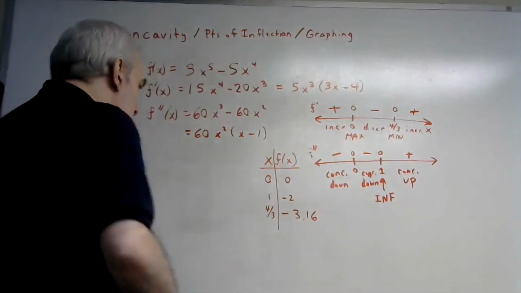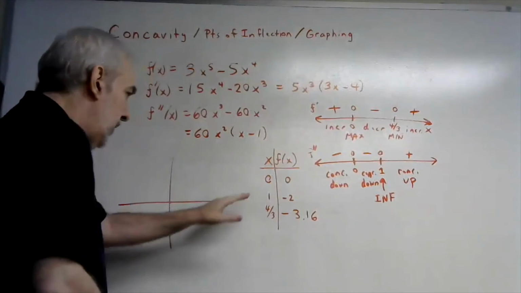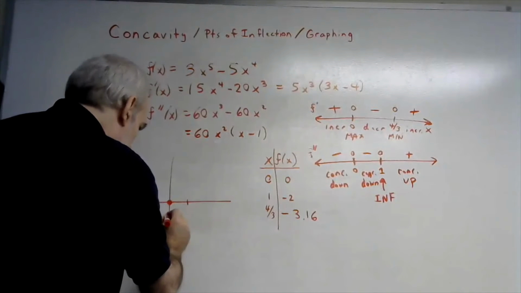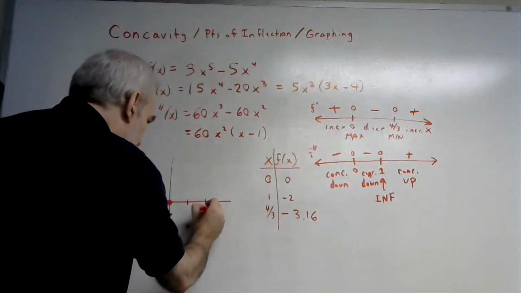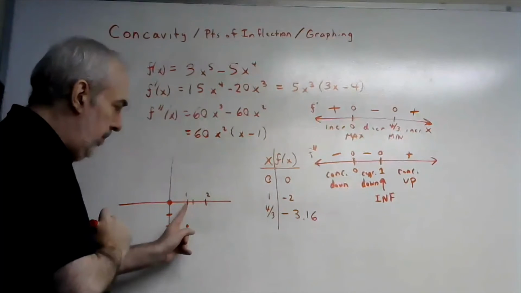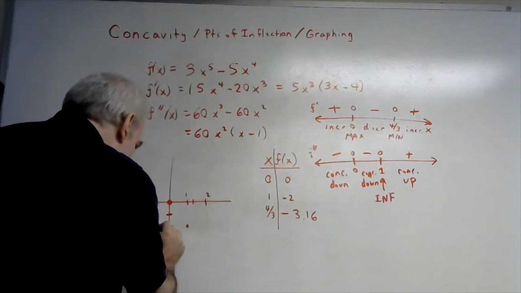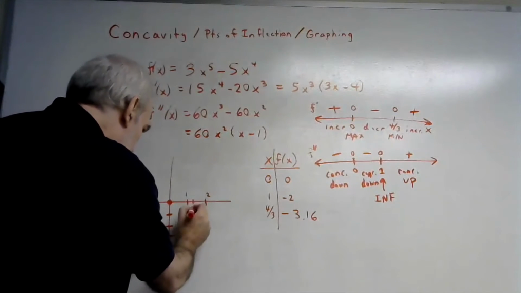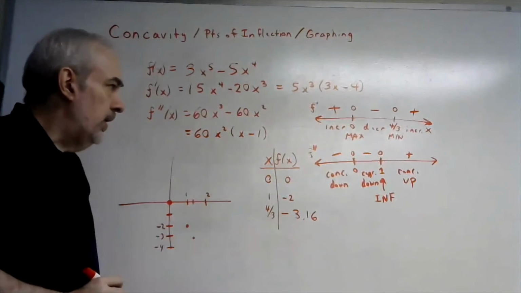Okay. Now I'm going to try to put all my information together and sketch a graph of this function. So we have a point at 0, 0. We have a point at 1, -2. That would be right there. We have a point at 4/3, so 4/3 would be roughly there, a third of the way between 1 and 2, and -3.16 is roughly about there. So lining those up, that would be where that point is.